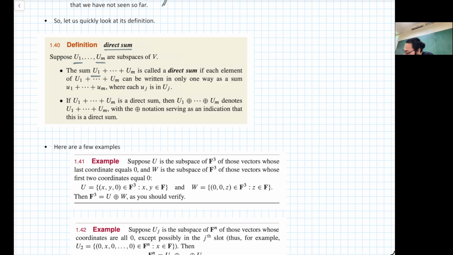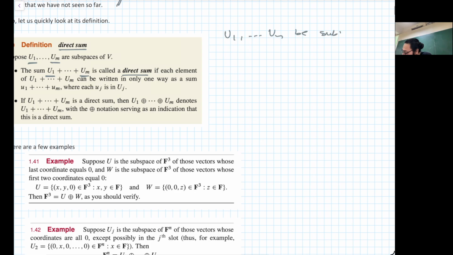Then the sum U1 to UM is called a direct sum if, so let me write it. So U1 to UM be subspaces. Then this sum is called a direct sum.